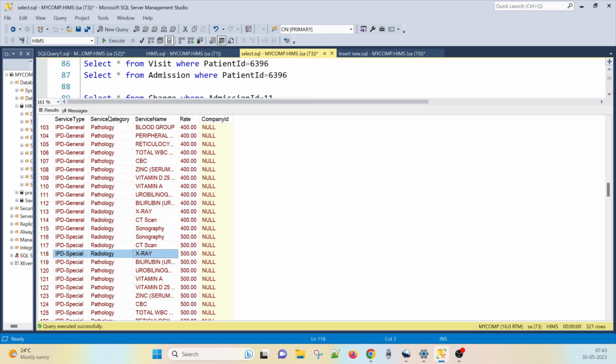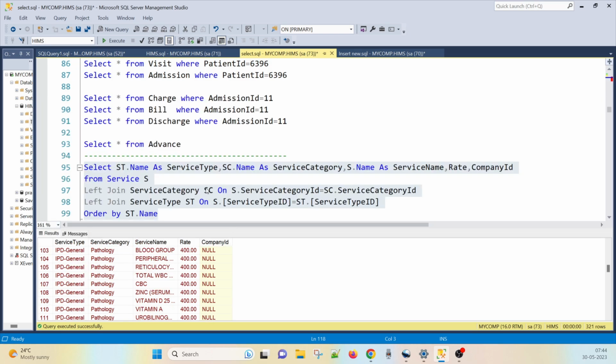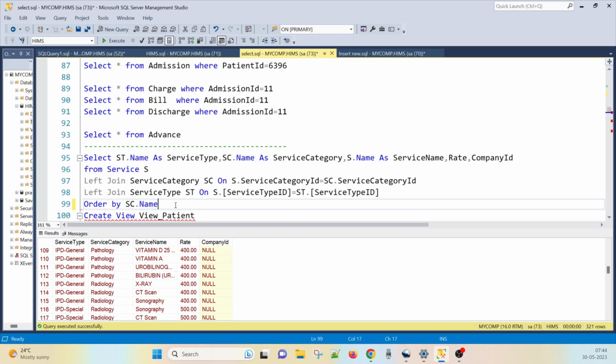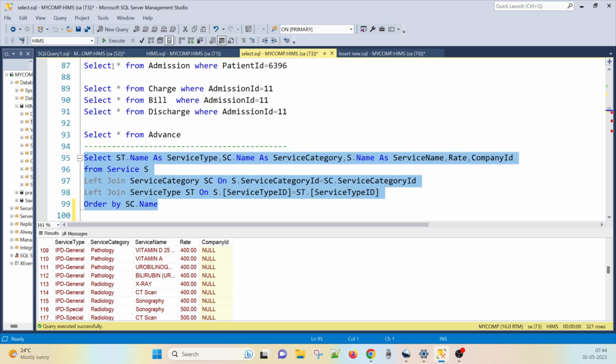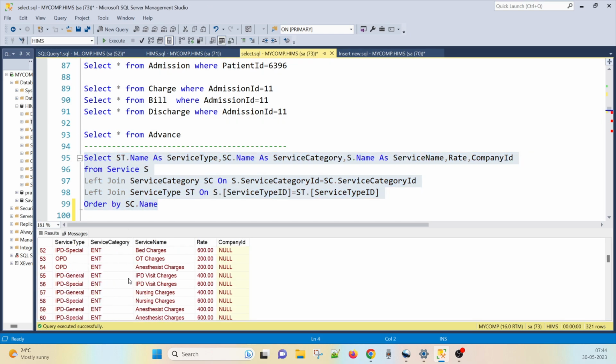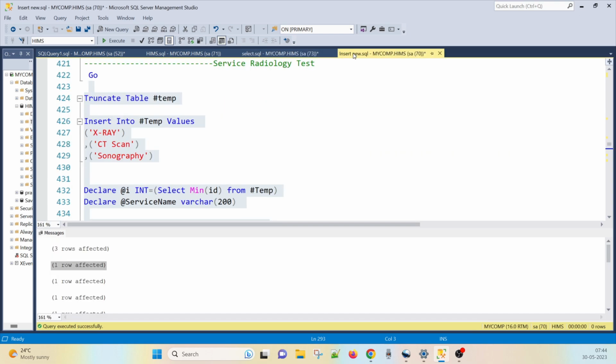If we arrange it by the second column, suppose I added st.name here. Instead of that, I required the service category. So you have to mention it here and execute it. So cardiology, dental, gynecology, medicine, and after the pathology, you will get radiology. X-ray is applicable for OPD, IPD, and IPD general, special ward. So CT scan, sonography, such like that.